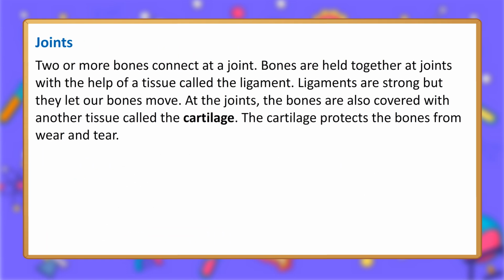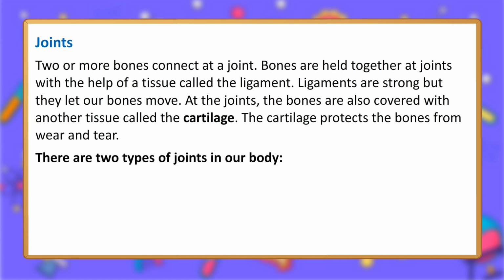Joints. 2 or more bones connect at a joint. Bones are held together at joints with the help of a tissue called the ligament. Ligaments are strong but they let our bones move. At the joints, the bones are also covered with another tissue called the cartilage. Cartilage protects the bones from wear and tear.